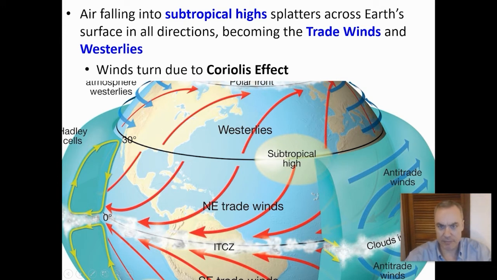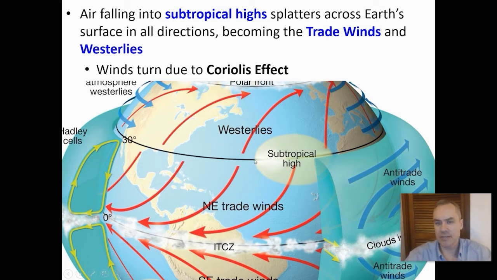The air is falling down in the subtropical high. The westerlies, the Cheerios fly out this way. The trade winds are Cheerios flying out this way, right? It's flying out and turning to the right because of the Coriolis effect. And the westerlies, it's turning to the right in the trade winds too. The same thing in the southern hemisphere, except it's turning to the left because they have a different direction for the Coriolis effect. Okay, so that's what's generating our westerlies and our trade winds.